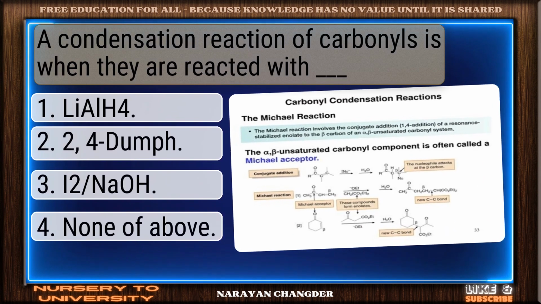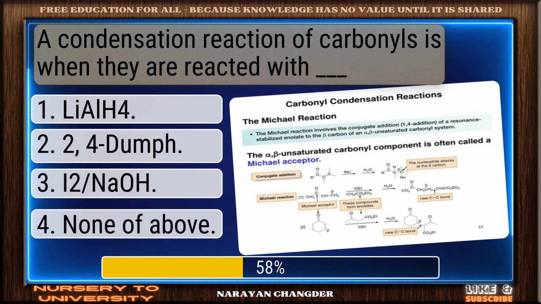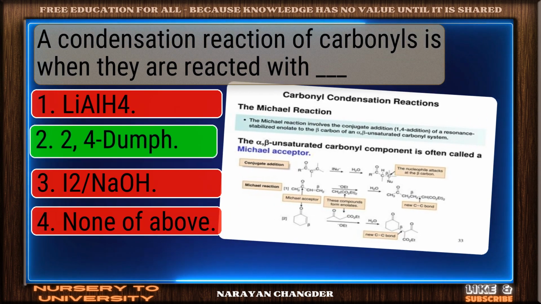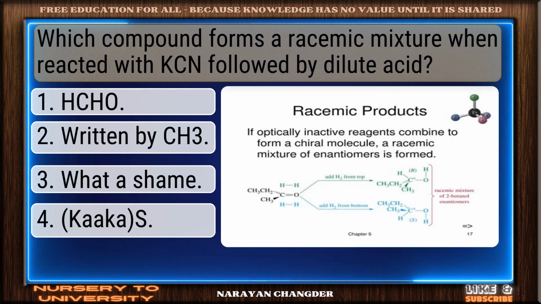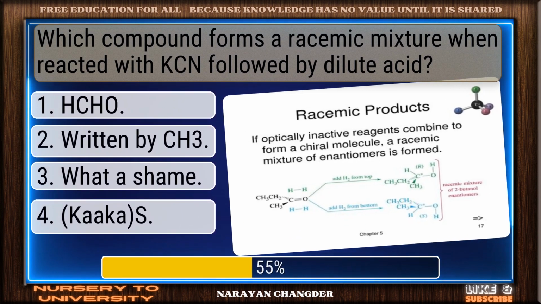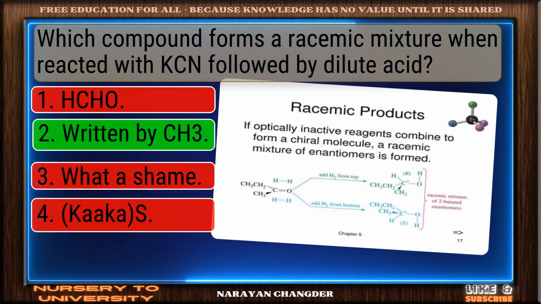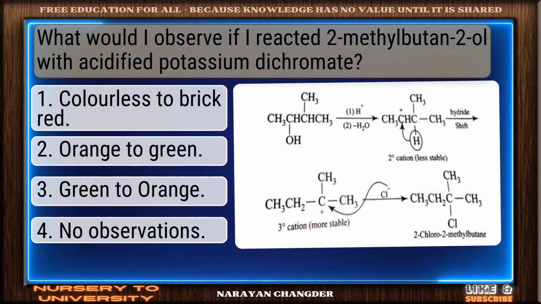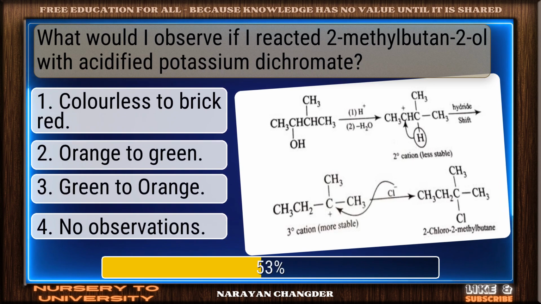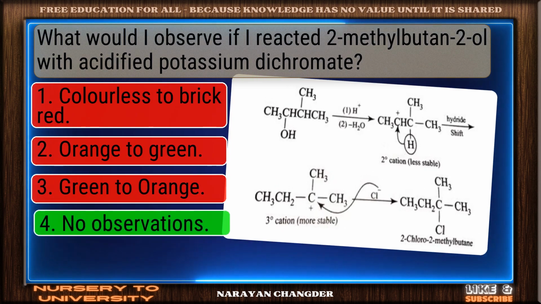A condensation reaction of carbonyls is when they are reacted with dash. Exactly. 2,4-DNPH makes sense and it is the right choice. Which compound forms a racemic mixture when reacted with KCN followed by dilute acid? You got it. Your choice, CH3CHO, is right. What would I observe if I reacted 2-methylbutan-2-ol with acidified potassium dichromate? You're right. No observations is the correct answer.